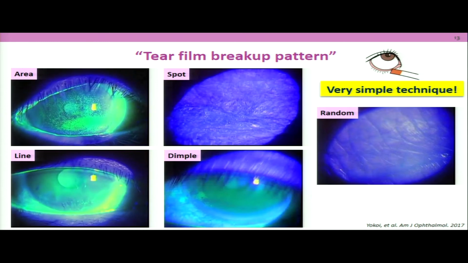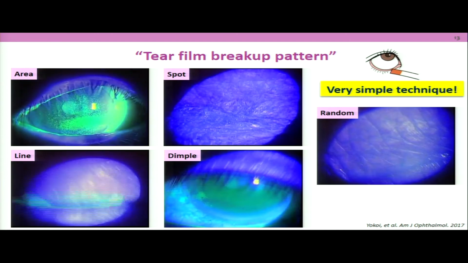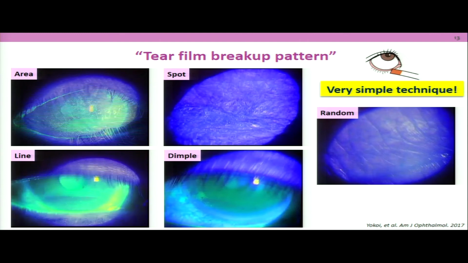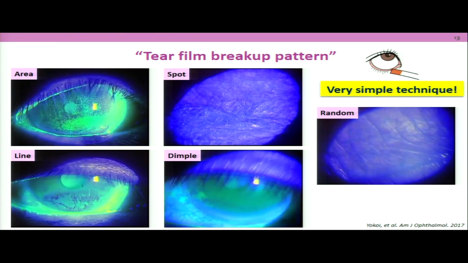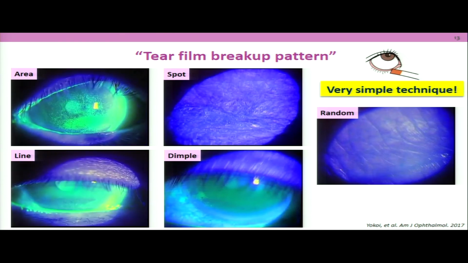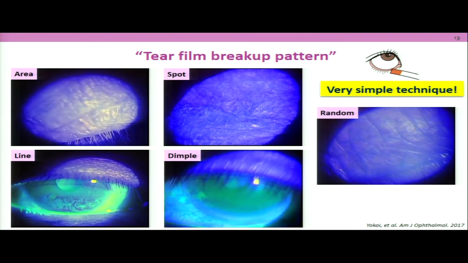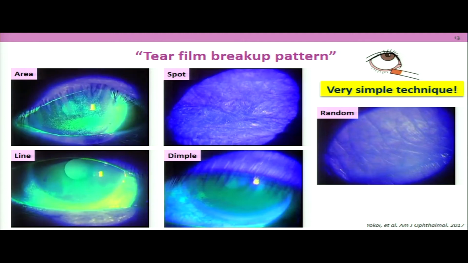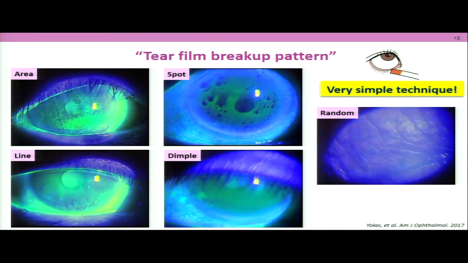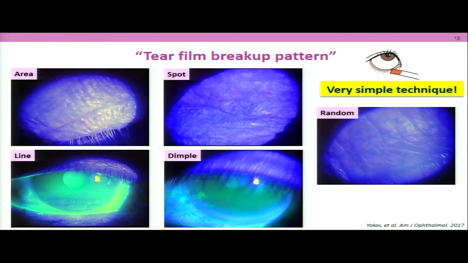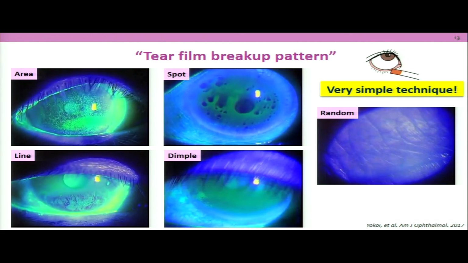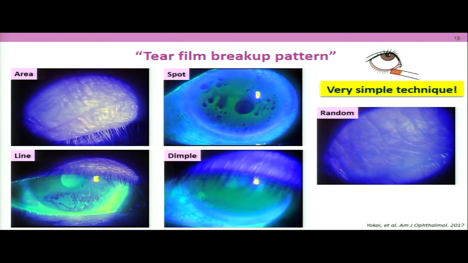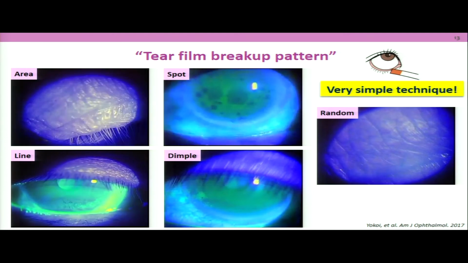Okay. This is the line break. Line break is associated with mild or moderate aqueous tear deficient dry eye. You can see a linear break in the lower part of the cornea with the fluorescein upward movement. So this is the spot break pattern. You can see a round break right after the blink. It is associated with severe dry eye with decreased wettability of the ocular surface.